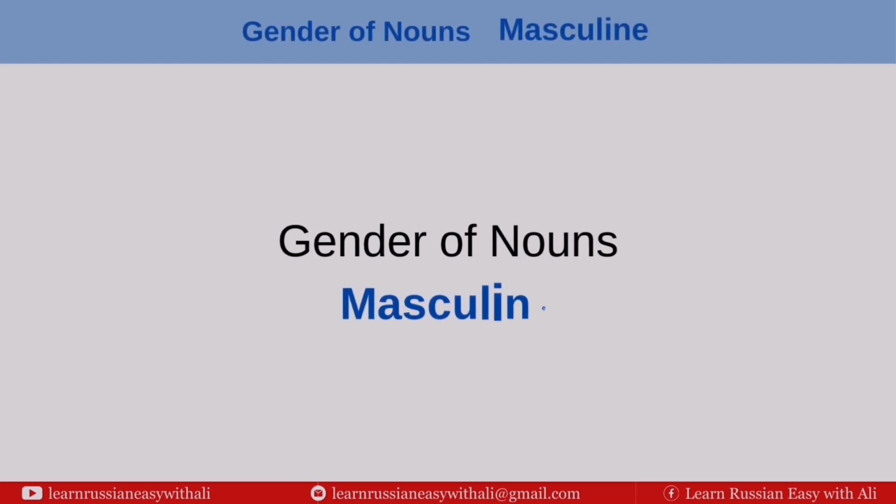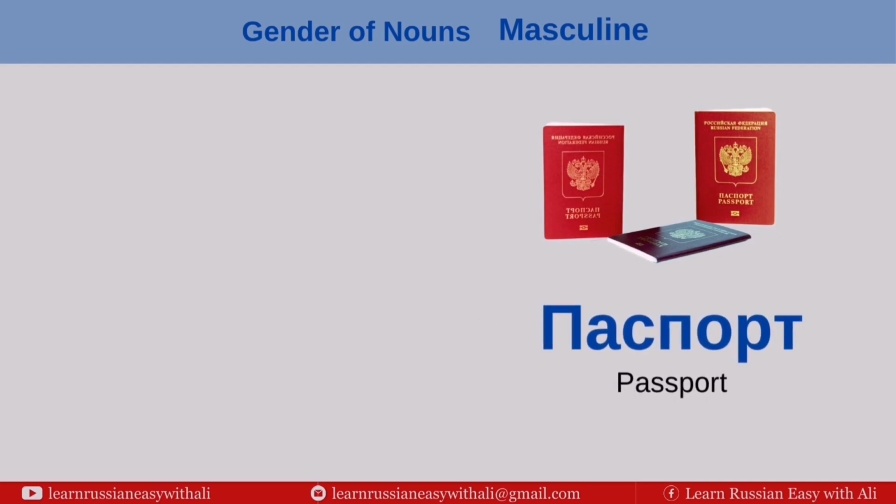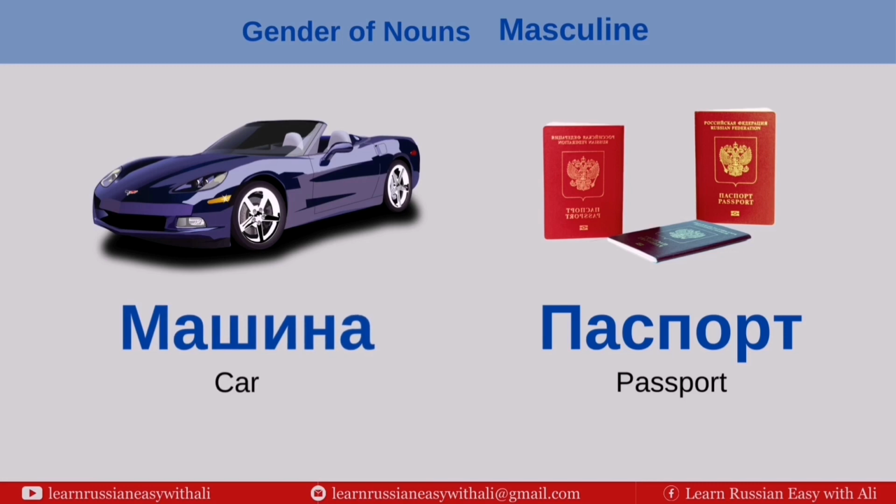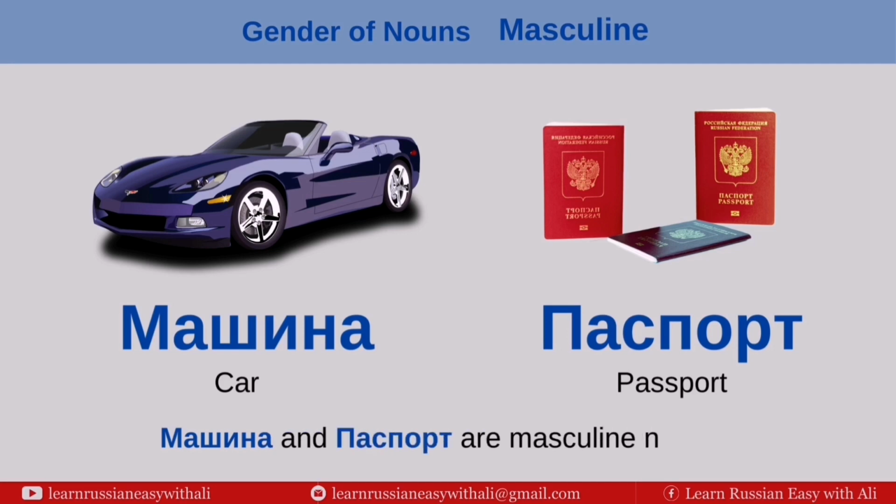Gender of nouns: masculine. Паспорт. Машина. Паспорт and Машина are masculine nouns.